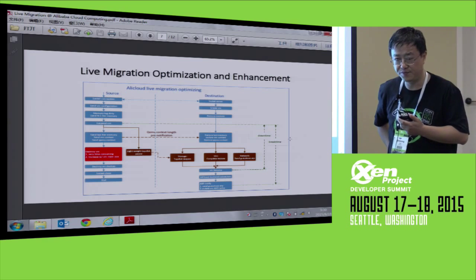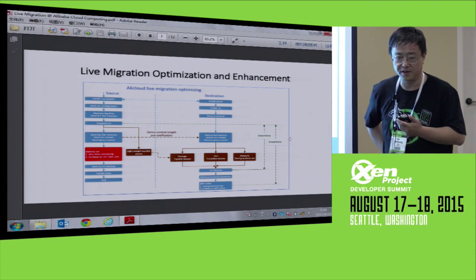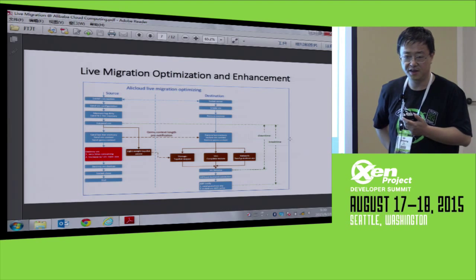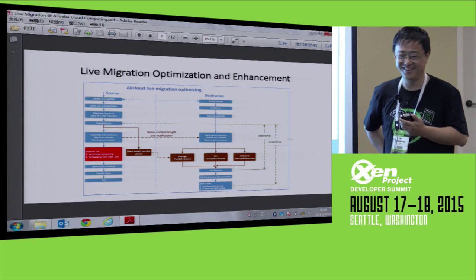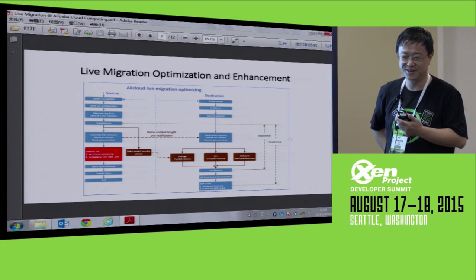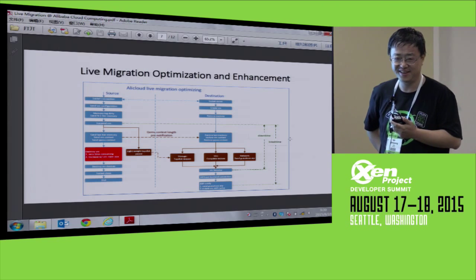Does Amazon use live migration at AWS? No? Do you have plans to use live migration? Okay.